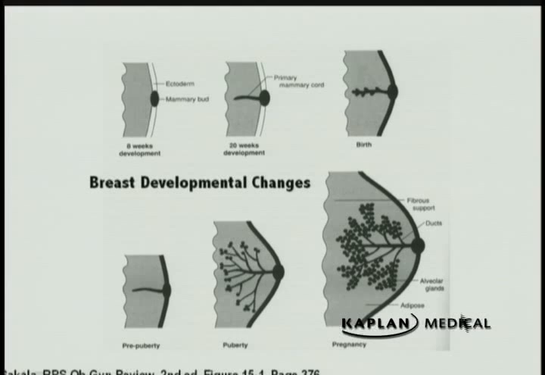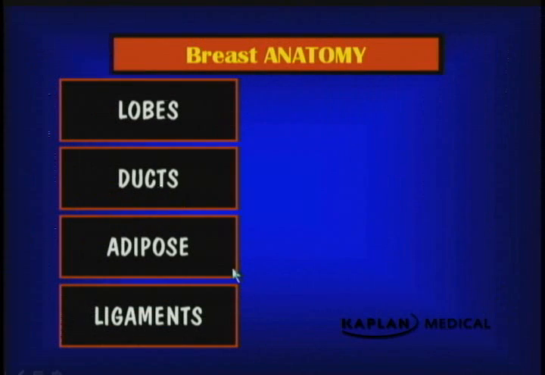The developmental changes are very much induced by hormones. And this looks at 8-week development in utero, 20-week, and at birth. And you notice at birth, there can be glandular tissue which is present, and newborns can have what is called witch's milk. This is secondary to the hormones of pregnancy. Prepubertal, those areas atrophy. With puberty, we have an increase in the breast size and structures.